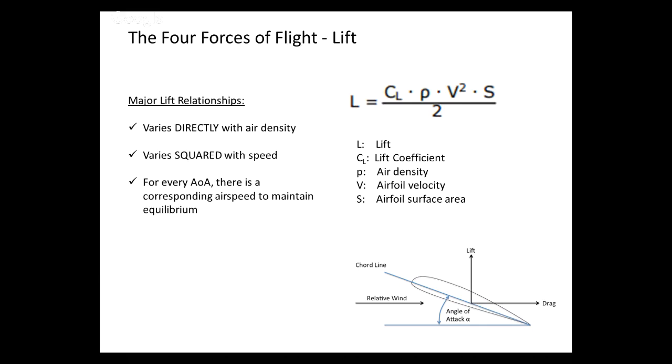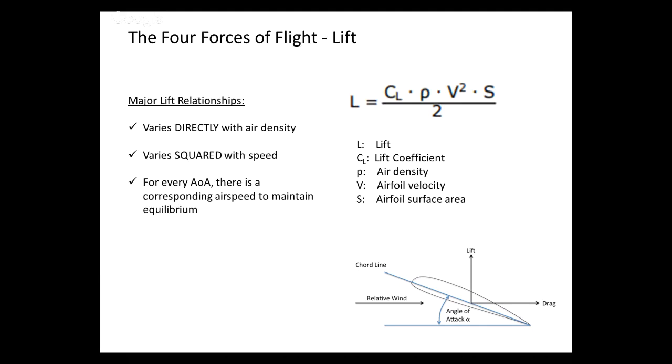And the third important relationship to know when it comes to lift and the airfoil is that there is a corresponding airspeed for every angle of attack to maintain equilibrium in flight. So what I mean by this is if you're flying straight and level at an airspeed of 100 miles per hour, the angle of attack will be, say, we'll call it 3 degrees, positive 3 degrees. And that will maintain the aircraft in an equilibrium. It won't climb, it won't descend.